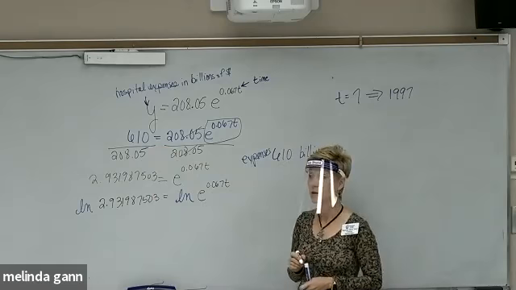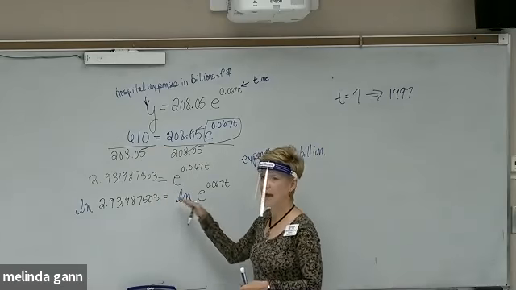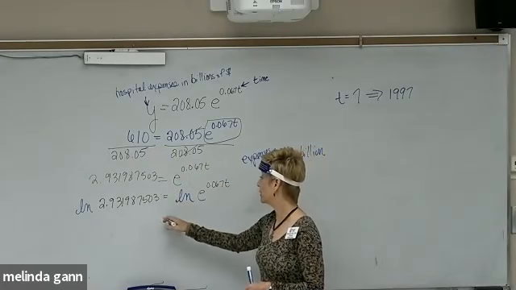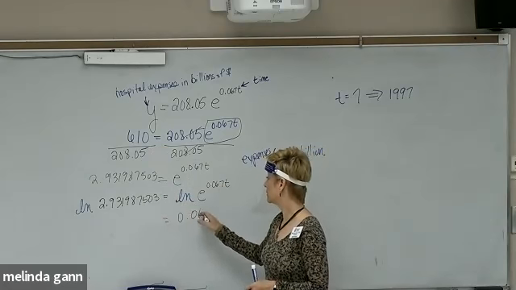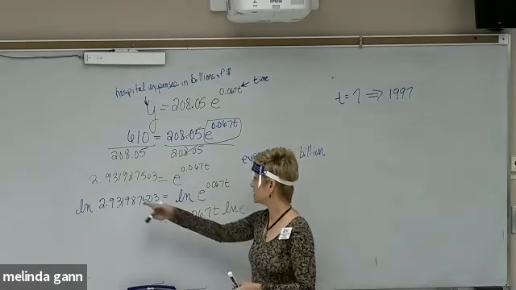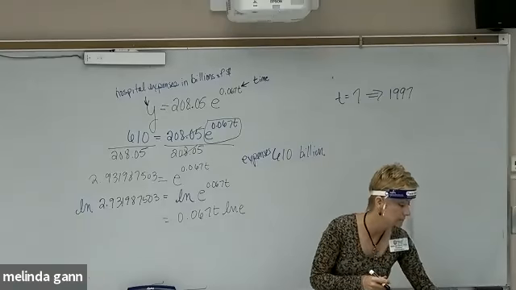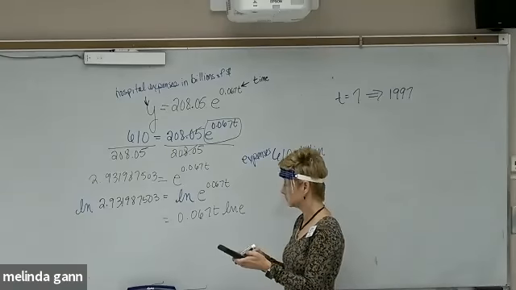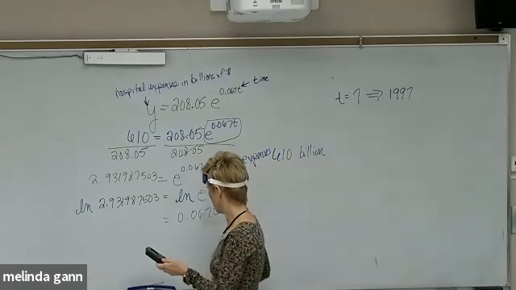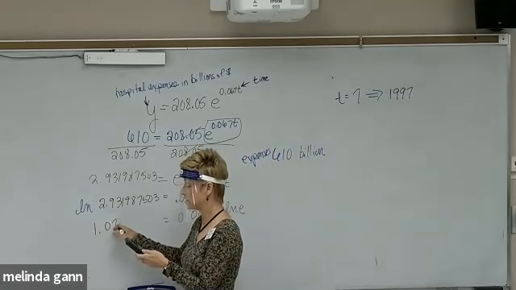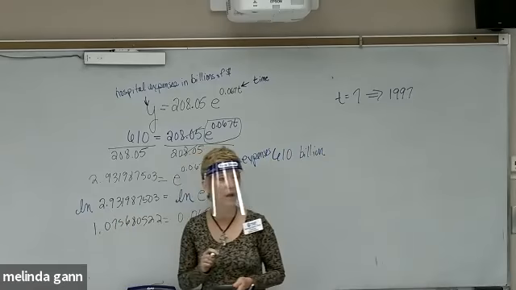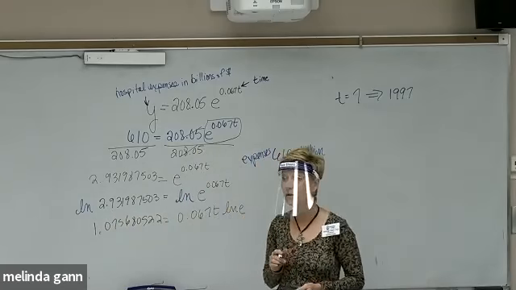Everybody okay so far? Now, once I take the natural log of both sides, what can I do with this power? Pull it where? To the front. And I'm going to take the natural log of that side. And I got about 1.075680522. See if that's what y'all got when you punched it in your calculator. Is that what y'all got?